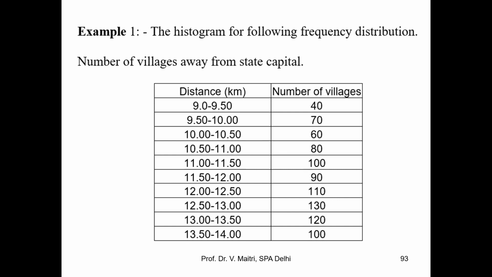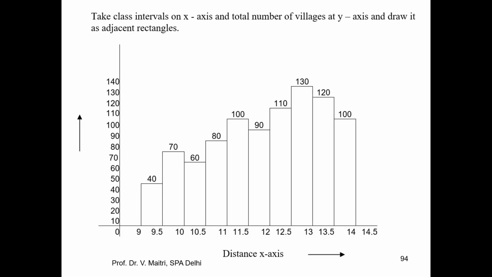So in the class interval 0 to 9 we don't have any data. All are of equal width. Just see, all of the equal widths. So this is the data which we are presenting: distance on the x-axis and number of villages on the y-axis. I should have written here number of villages. This is my mistake. It should be written number of villages.